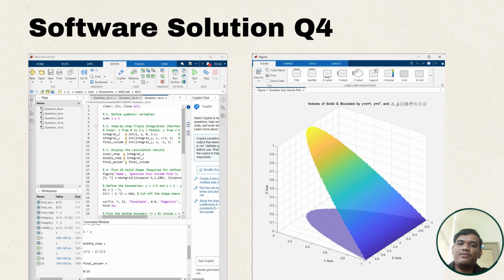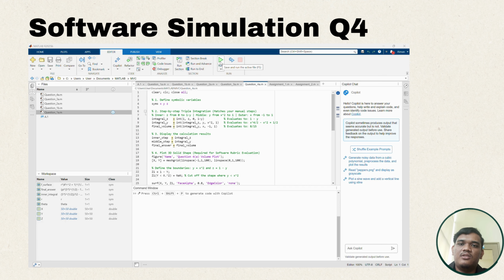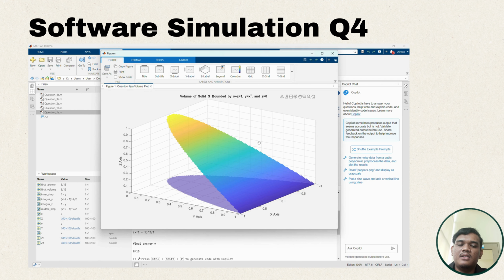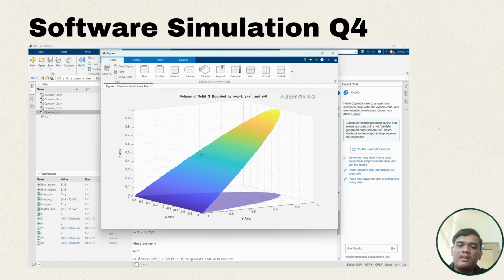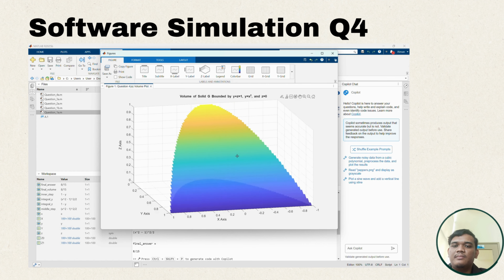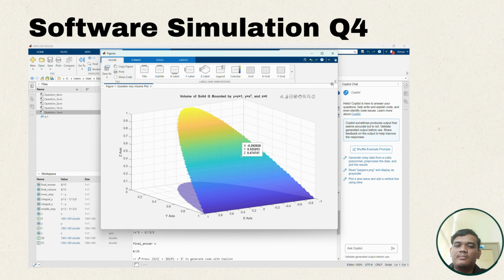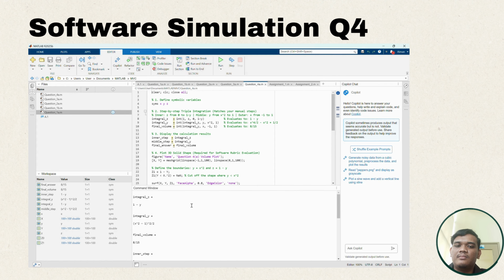Next is the software solution for question 4. You can see the final answer is 8 divided by 50. The final answer and the manual solution are the same, and you can see the graph we get in MATLAB. Next is the software simulation, where you can see how we get the graph and the answer.